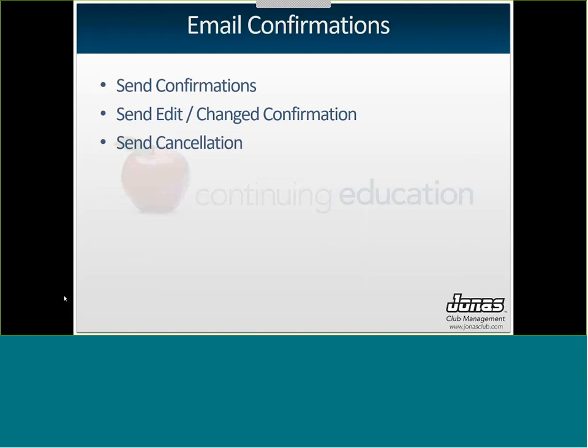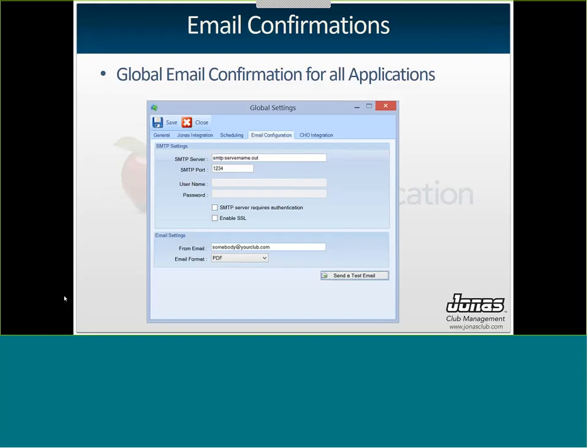Another thing that needs to be set up prior to setting up this module would be your email confirmation. So if you are going to be emailing confirmations and cancellations to your members when they make court bookings, we do need to get that set up in your system. One thing that you need is your SMTP server, so your email server. All we have to do is input your server name, the port, and any usernames or passwords we might need to access this server, as well as a from email. So this is the email address that this confirmation or cancellation email will be coming from.